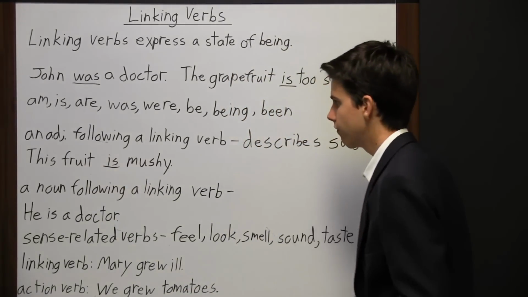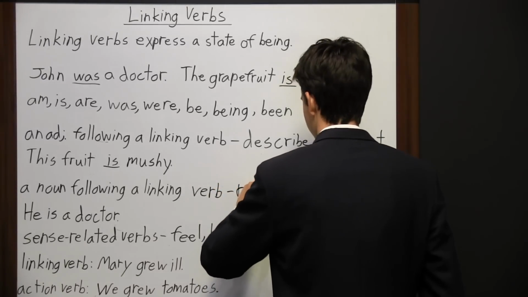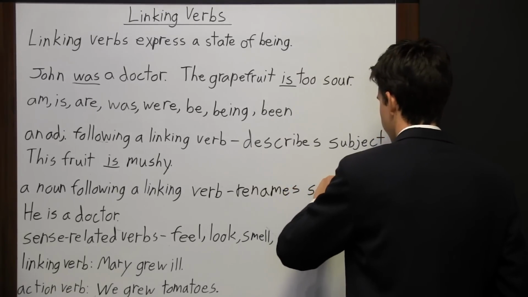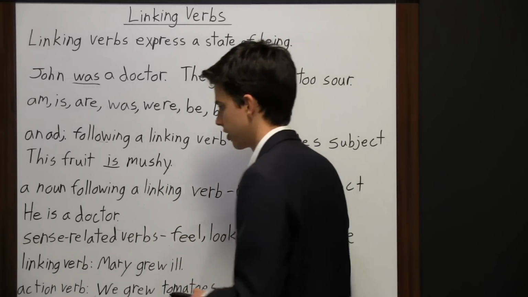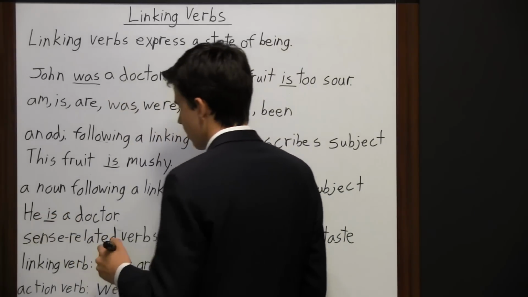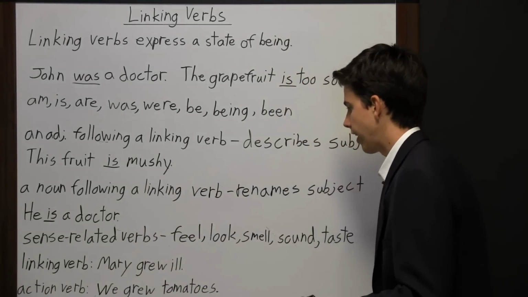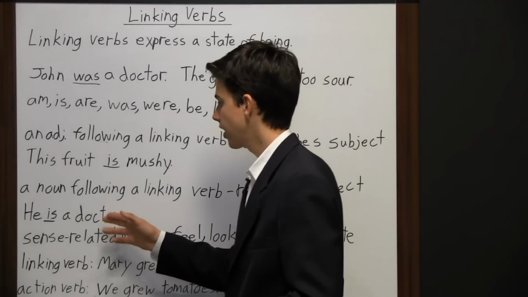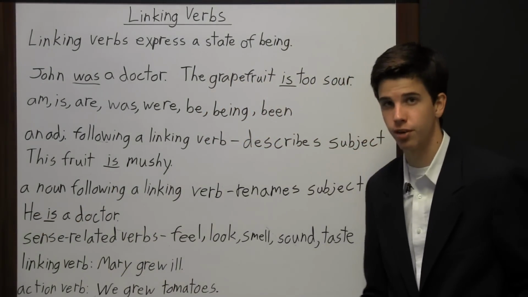Now, when a noun follows a linking verb, it renames the subject. So here we have he is a doctor. Again, the linking verb is, and so the word following it is doctor. And so we know that doctor is a noun, so it must be renaming the subject. And sure enough it is, because doctor and he are interchangeable here because they're referring to the same person.